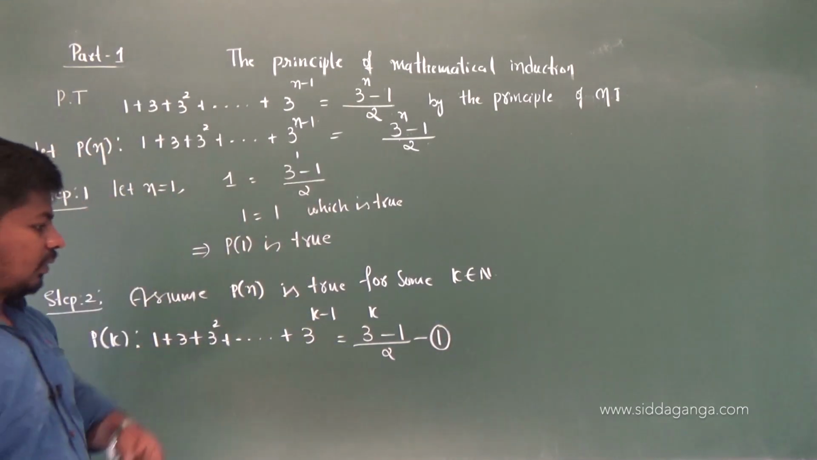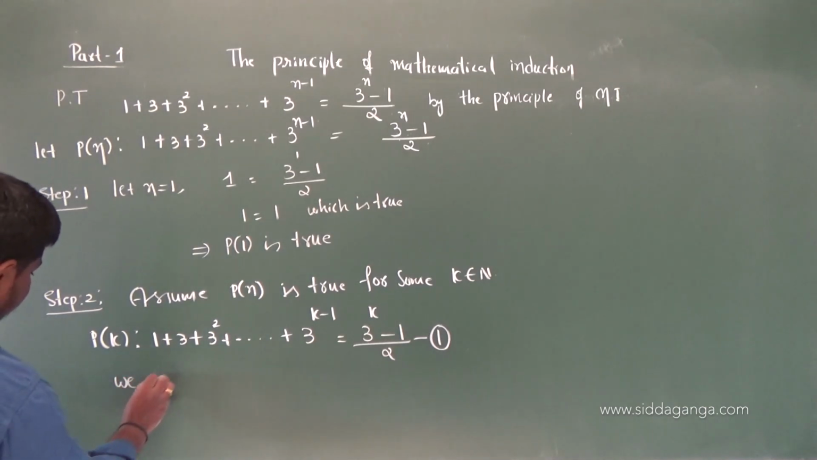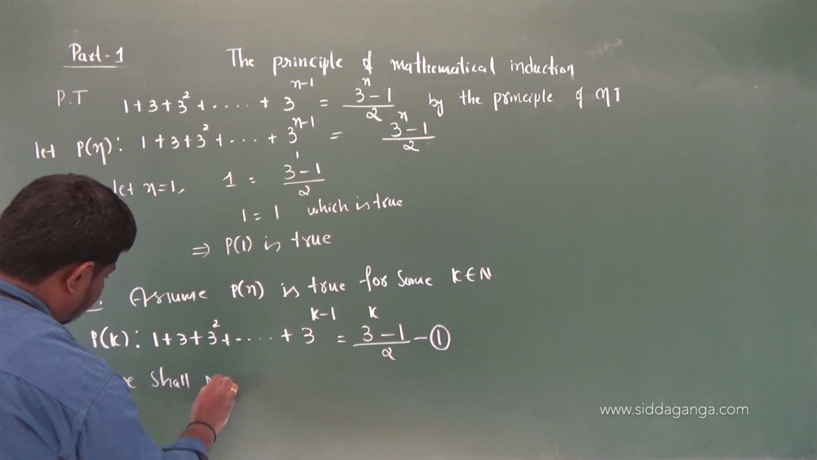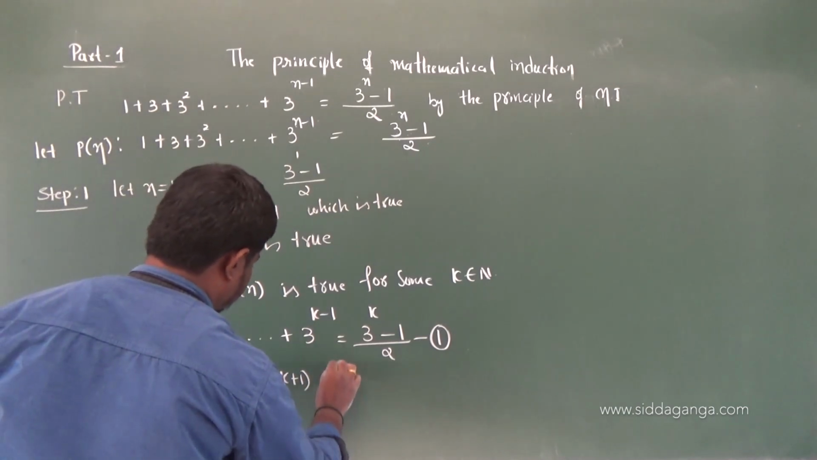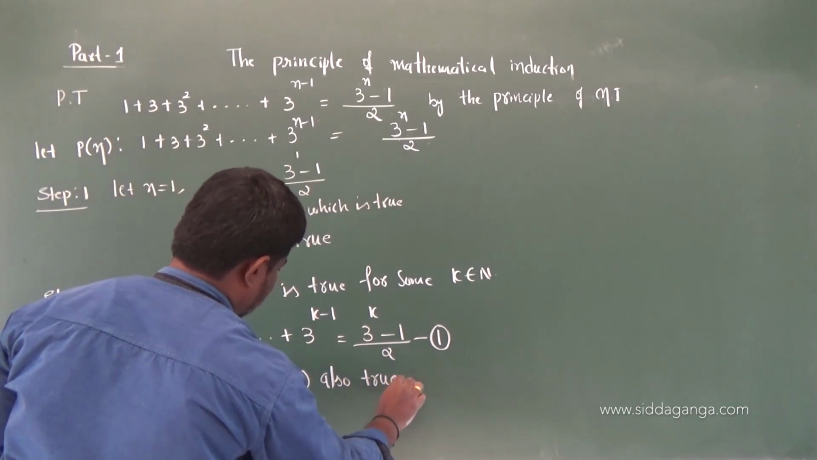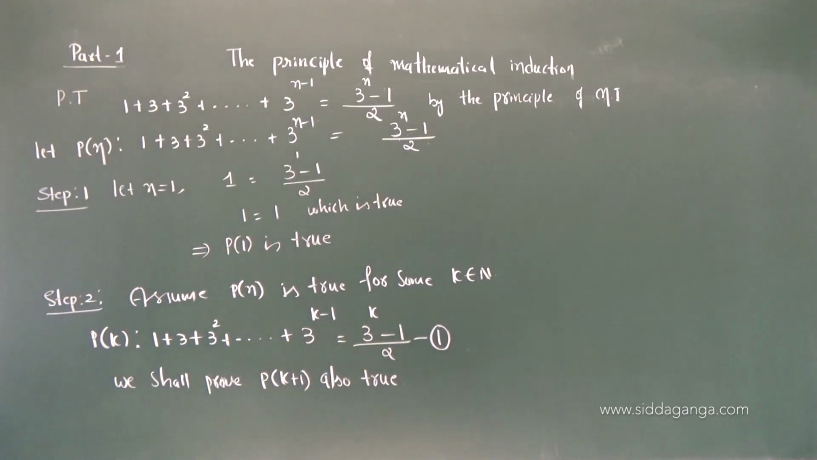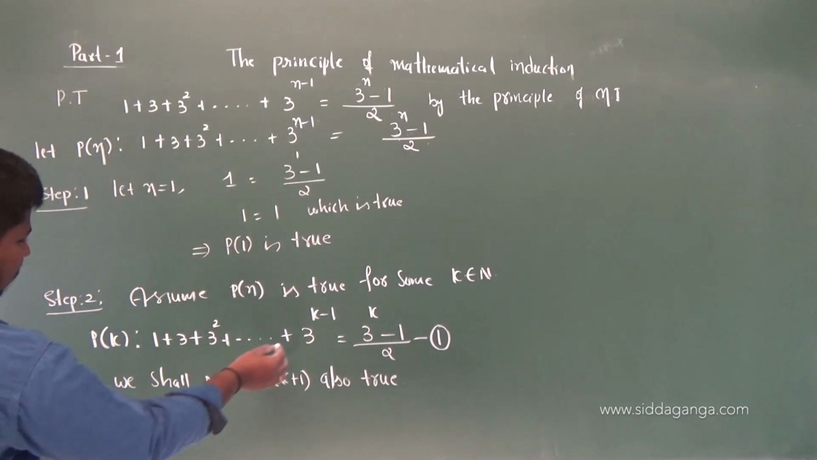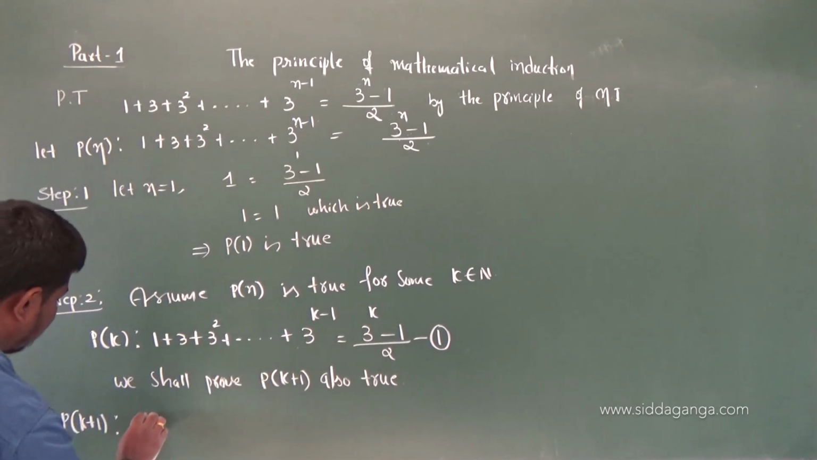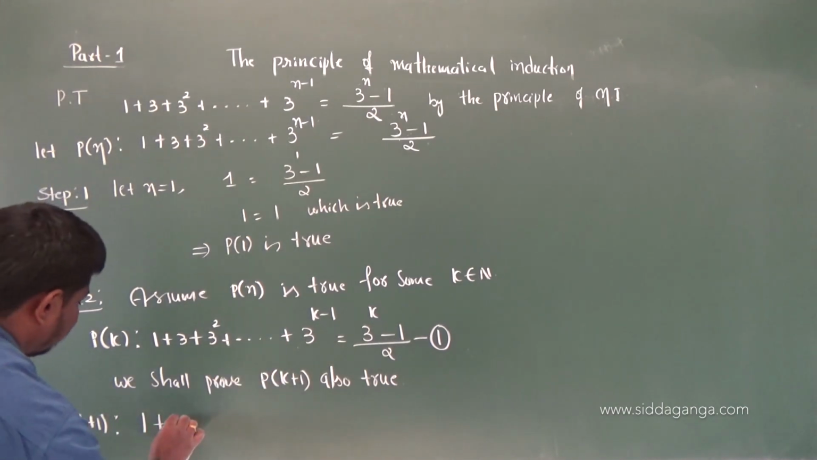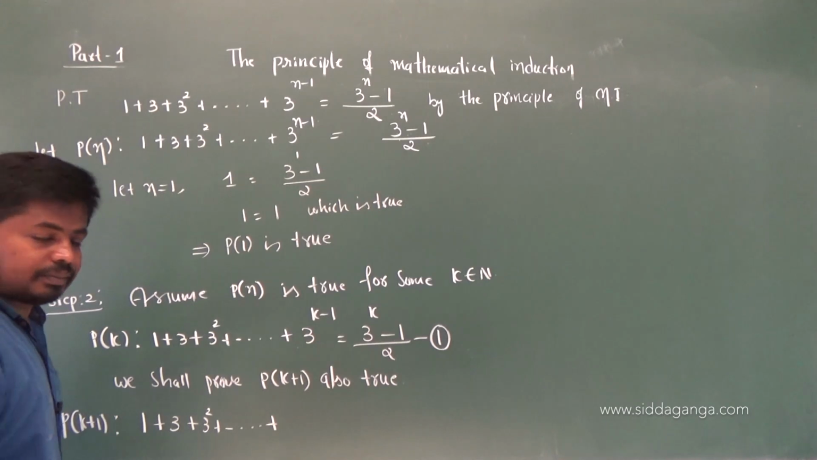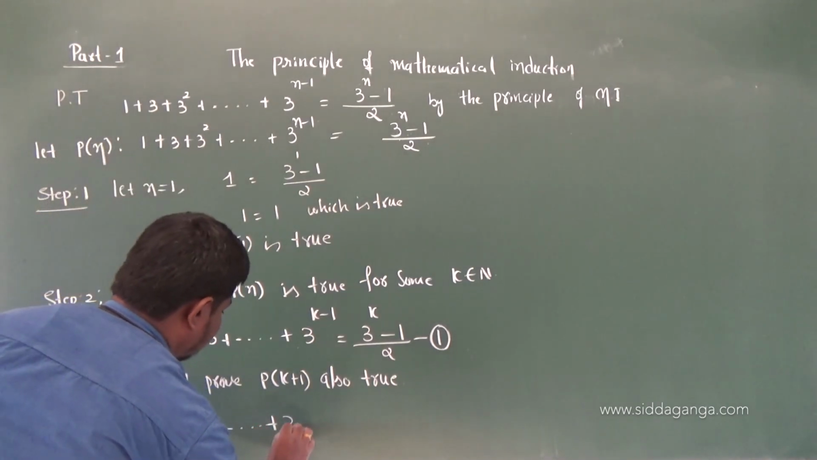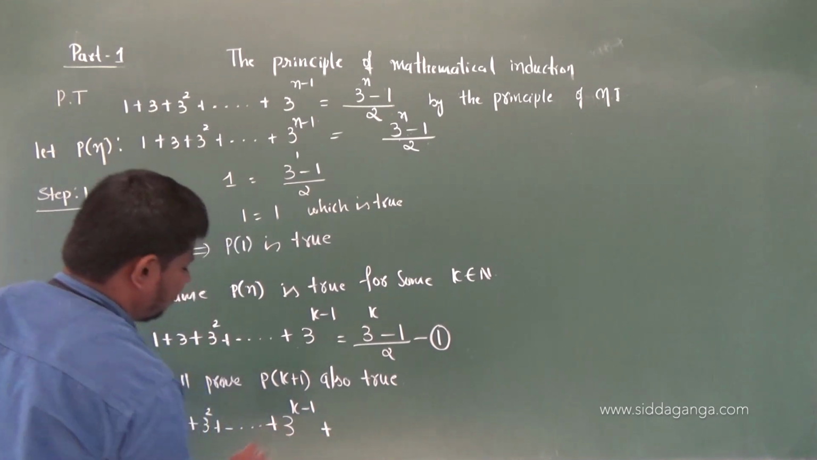Right? So now we shall prove P of k plus 1 is also true. Let me write, what is P of k plus 1? This is true for k number of terms, so you write the LHS for the k plus 1th term. You write 1 plus 3 plus 3 square and so on, 3 power of k minus 1 as it is. This is till k terms.